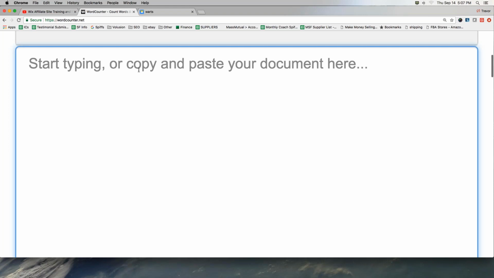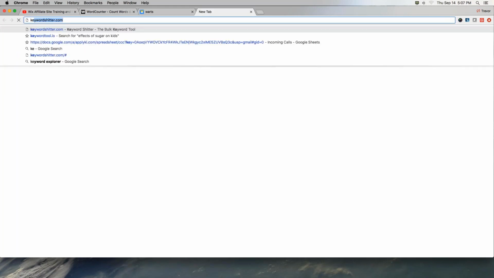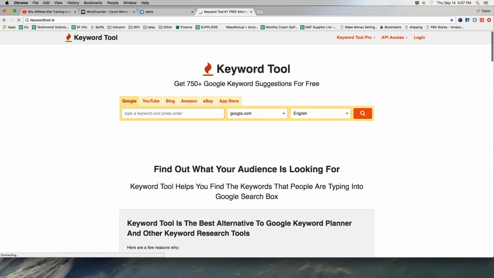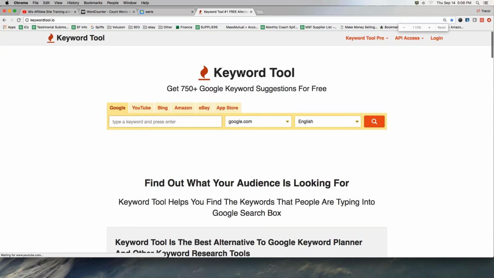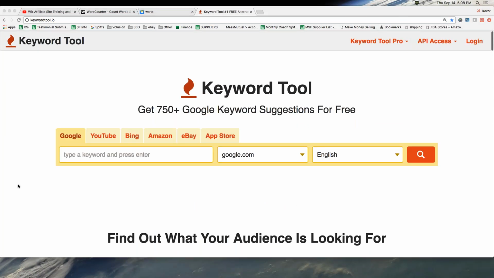All right, we'll call this content generation ideas. And I'm going to start with number 1, which is one of my favorites, keywordtool.io. Some of you guys may be aware of this one. It is absolutely one of my favorites because it's free. There's a paid version of it, but what we use it for, you don't have to pay anything to do what we need to do.